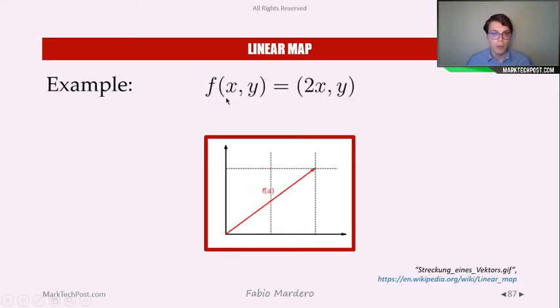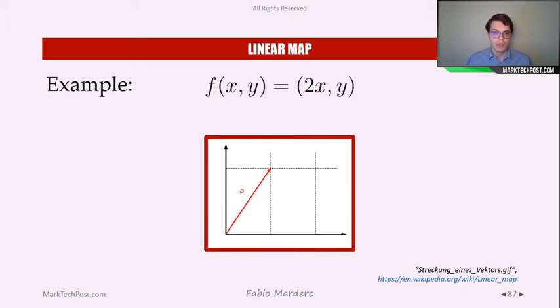For example, we will take a look at this f function in a 2D plane. This function takes two arguments, x and y, and gives us a new vector on the plane that has the double of the x coordinate. As you can see, a goes from here, f of a doubles the x coordinate.